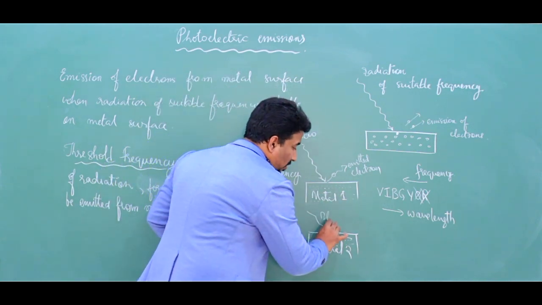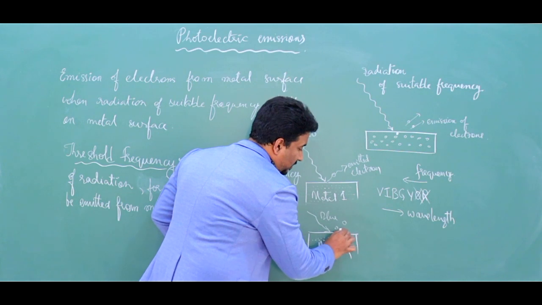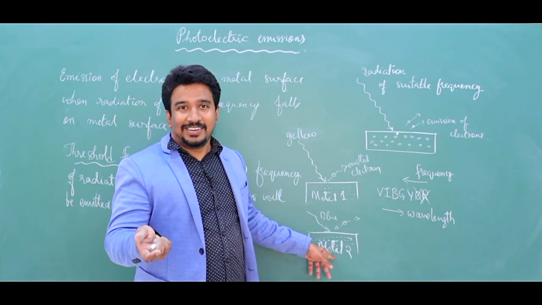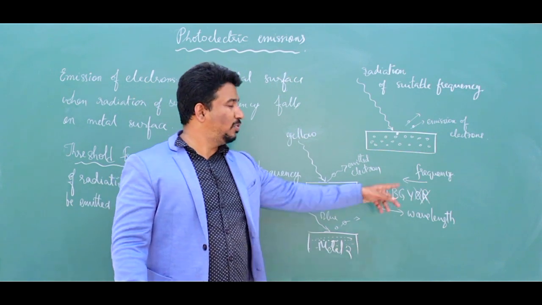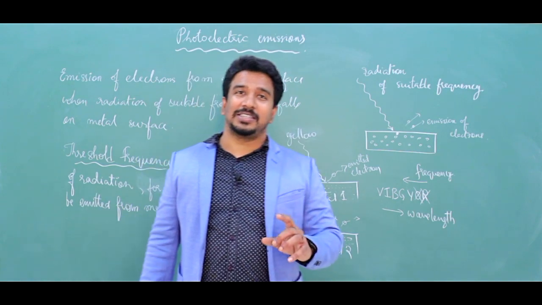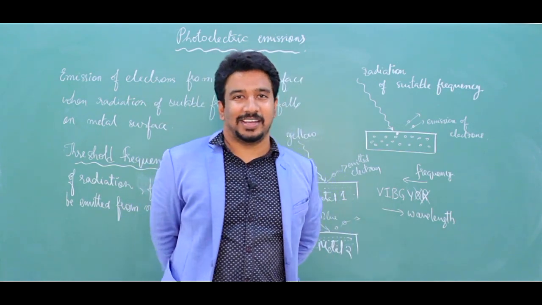We put blue light. Okay, when we put blue light, what happened? It was emitted. So then, what is the threshold frequency for this metal? The frequency of blue light. Now for different metals threshold frequency is different. Can I write that line?